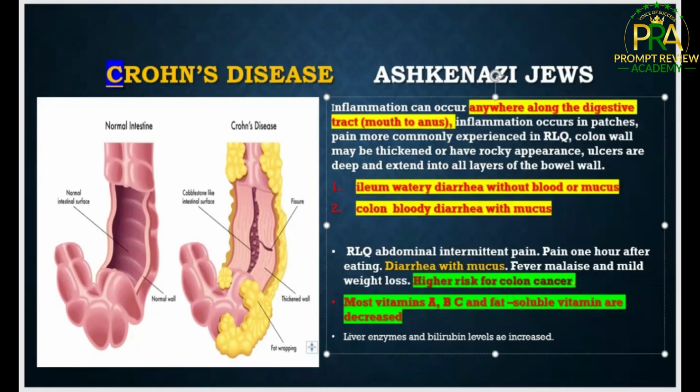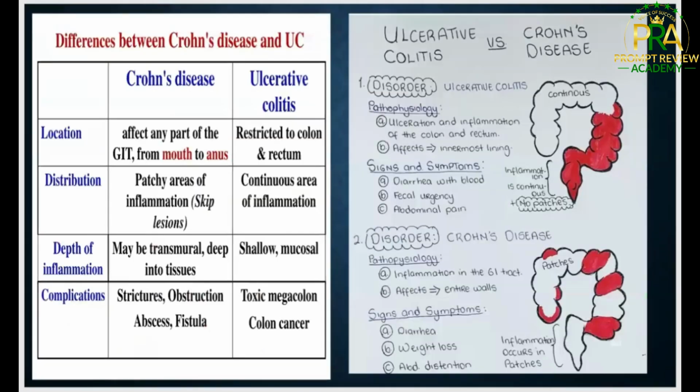Patchy, so the inflammation occurs in patches, like skip lesions. So this is what we are saying. Example here: when you compare it with ulcerative colitis, in Crohn's disease it can happen in patches. But in ulcerative colitis, the inflammation is continuous.